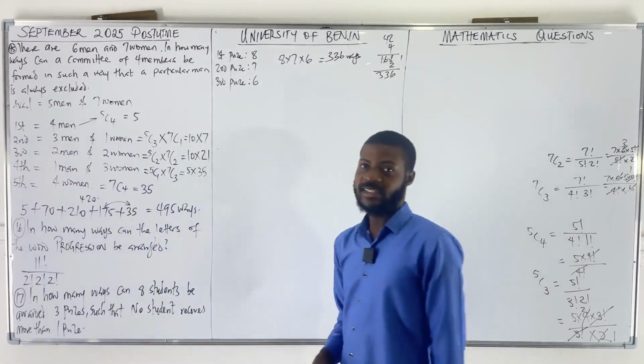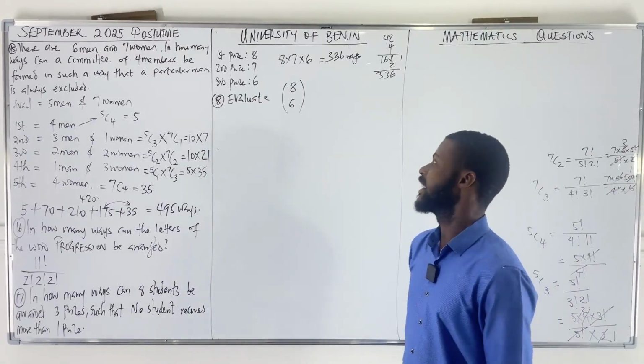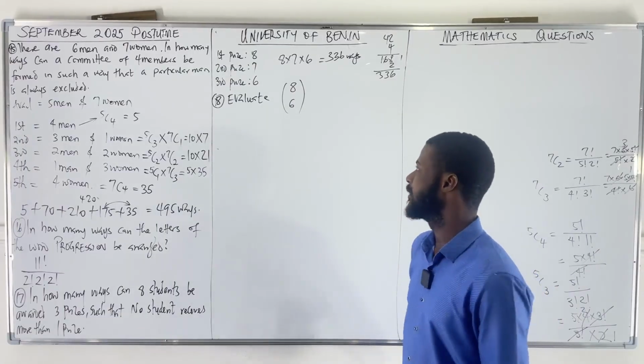Yeah, so there are 336 ways to do that. Let's go to question 18. I'm beginning to think that I'm talking very fast, so let me calm down a little bit.